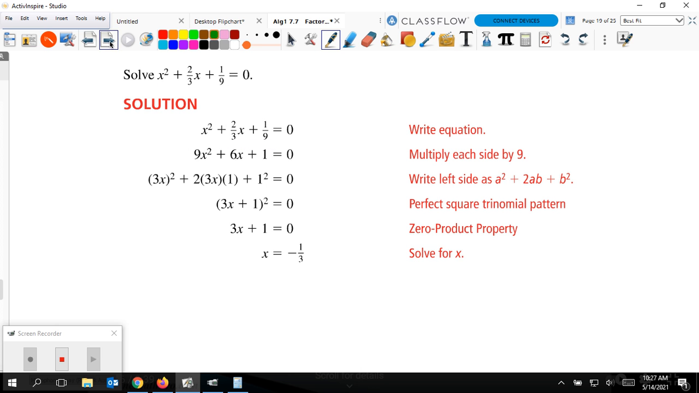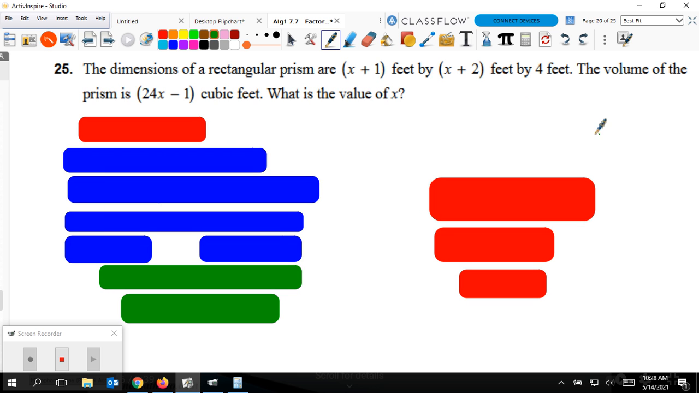All right, we have one last one to go through. So number 25, it says the dimensions of a rectangular prism are x plus 1 feet by x plus 2 feet by 4 feet. The volume of the prism is 24x minus 1 cubic feet. So what's the value of x?